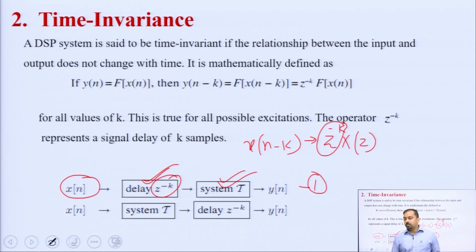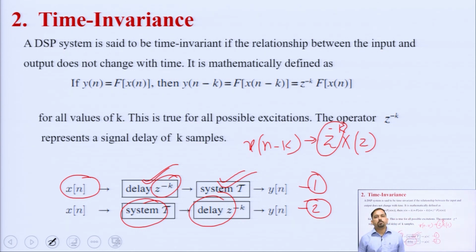The second equation is, first of all, we directly apply the system onto the input signal x[n], and after that we are providing a delay. So if this is equation number 2, what happens? If both equation number 1 and equation number 2 are the same, then we can say that the system is time invariant. And if both equations 1 and 2 are different, then we can say the system is time variant.